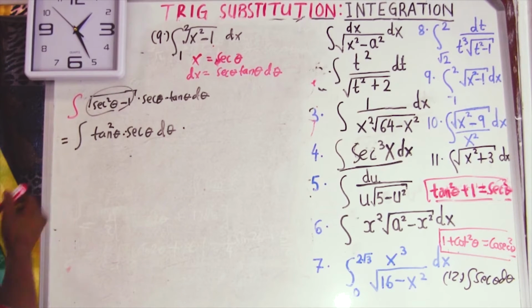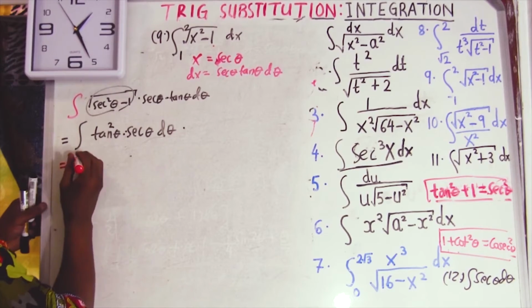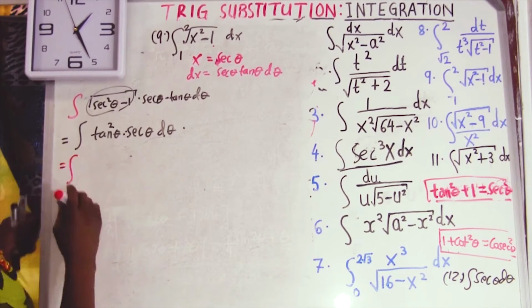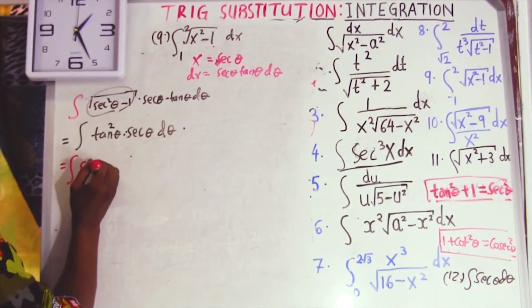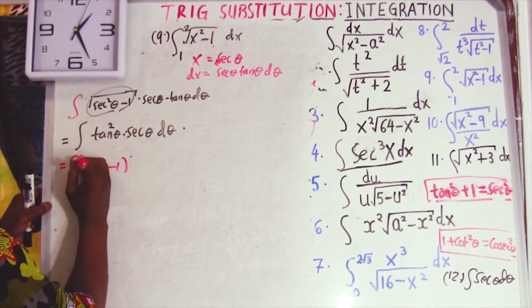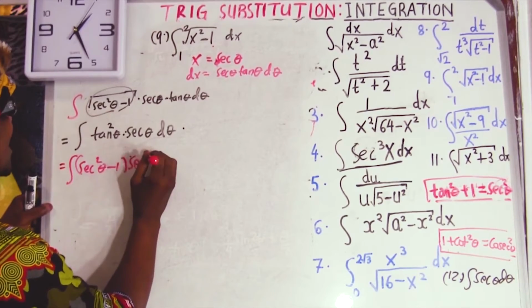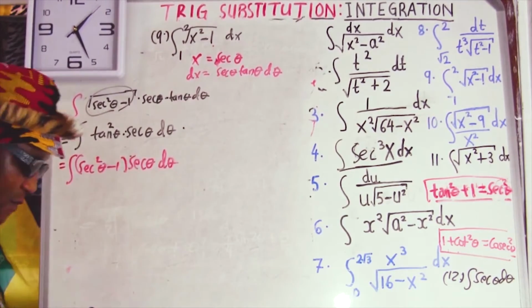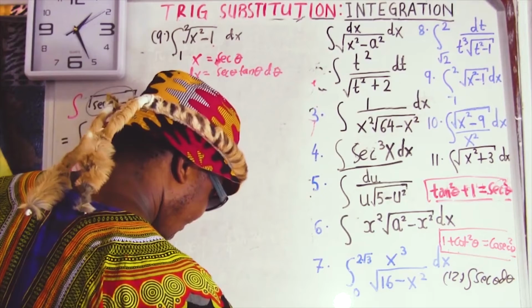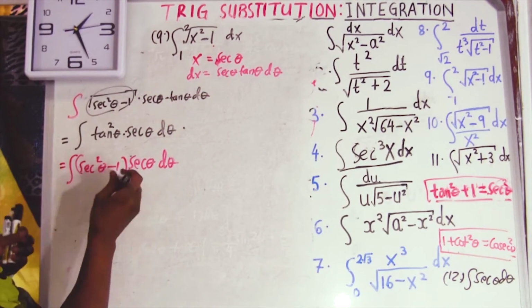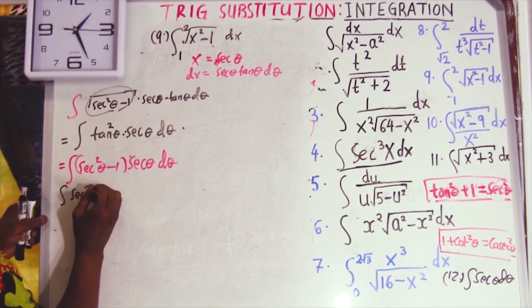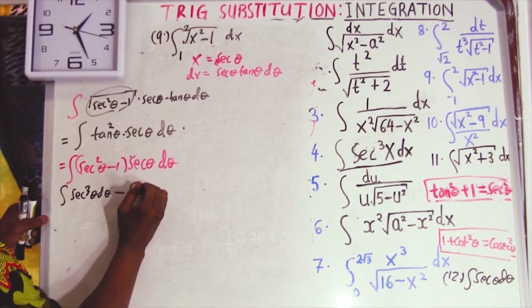But this one here, what is tan square equal to? Tan square equals sec square minus 1. So this will be sec, but we have times sec square, times sec theta. And then for that case, multiply this out, it's going to be sec cube, the integral of sec.